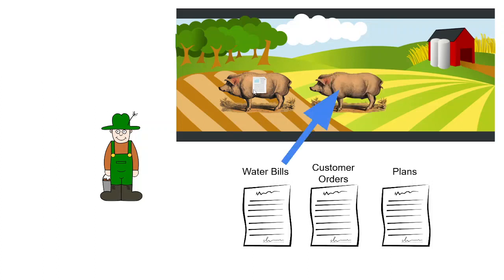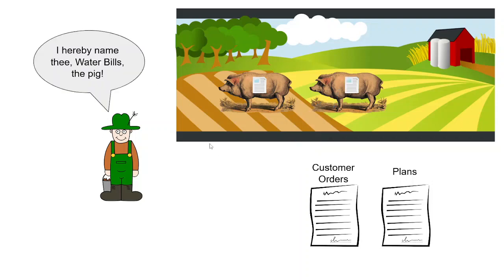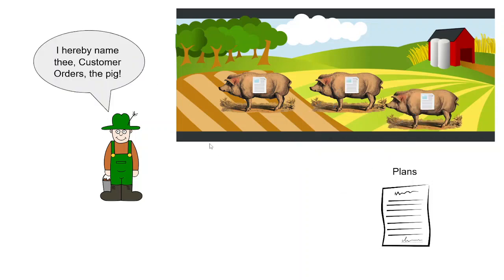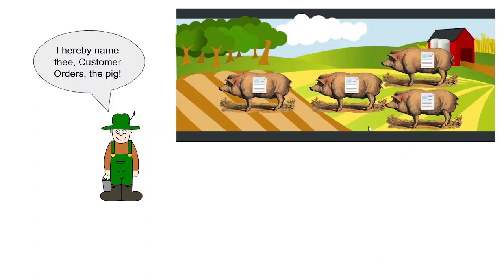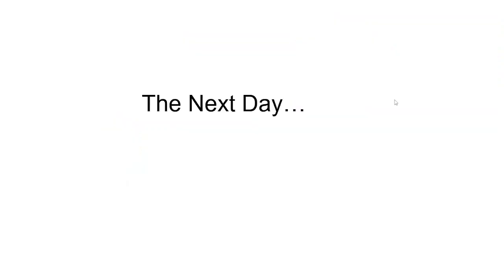And then you do it for the next pig. You name him water bills the pig. Customer orders, you name him customer orders the pig. And plans, you name him plans the pig. So pigs are very smart, and so they can respond to their names.